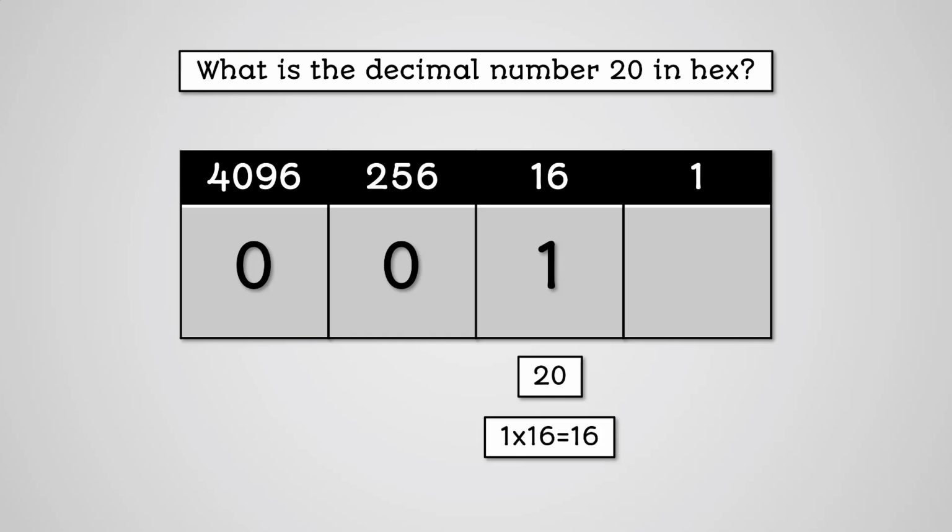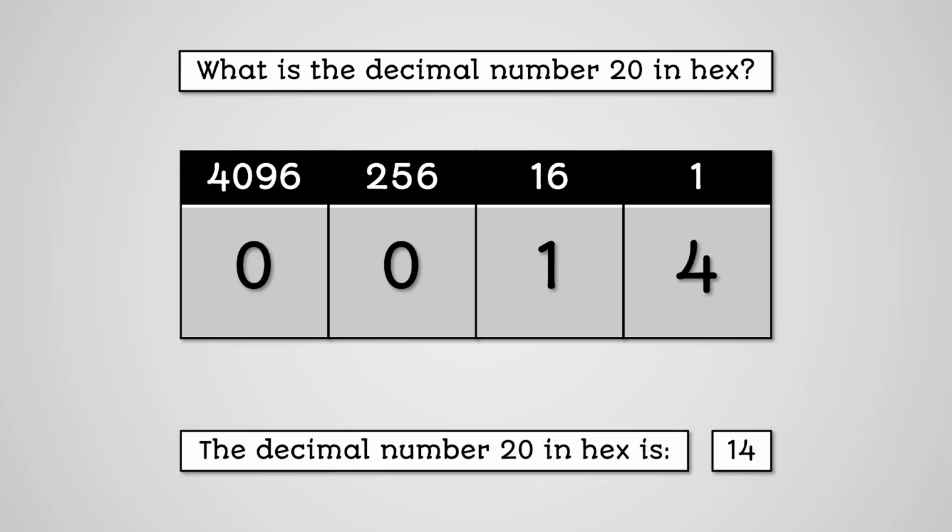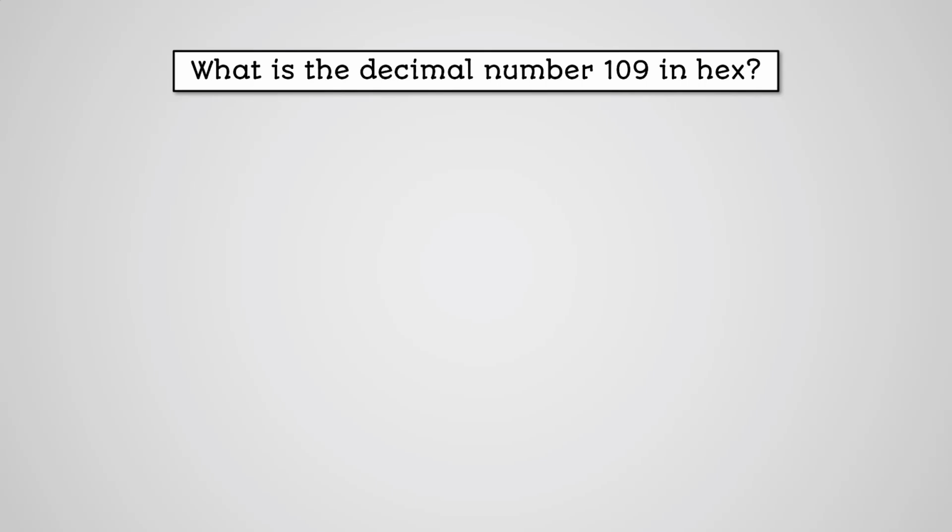Now we have to take 16 away from 20. 20 minus 16 equals 4. Will 1 fit into 4? Yes. How many times? 4. So we put 4 in the 1 column. So the hex value for 20 is 14. And notice we say one-four and not fourteen. That's a bit confusing, so let's try another example with a larger number.